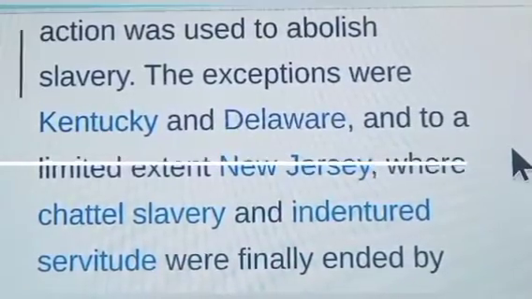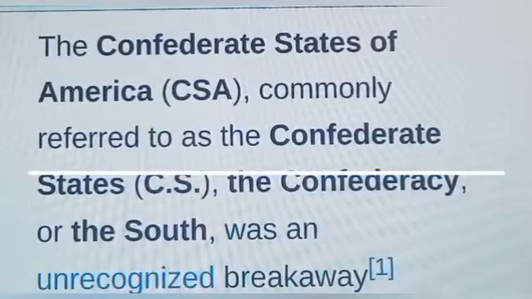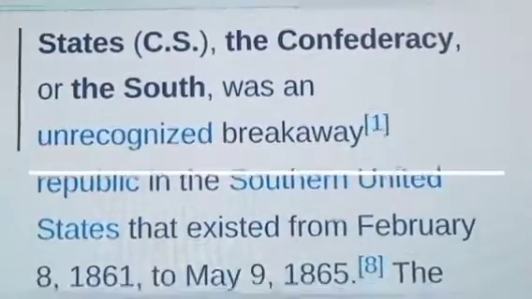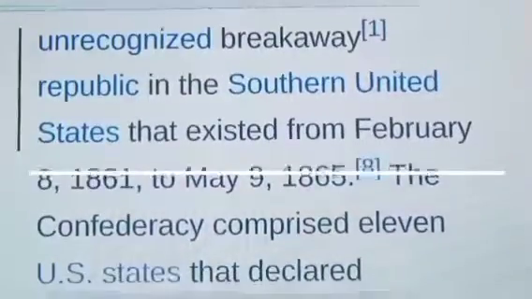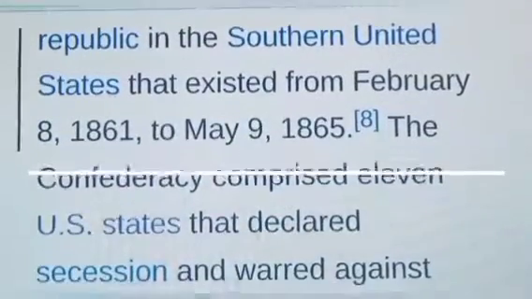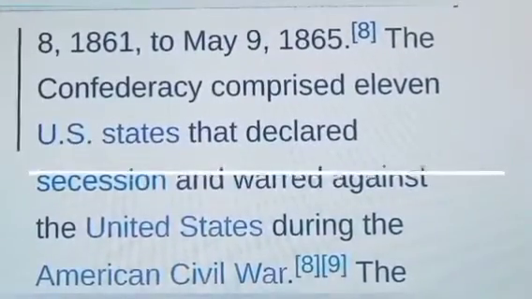New Jersey. The Confederate States of America, CSA, commonly referred to as the Confederate States, the Confederacy, or the South, was an unrecognized breakaway republic in the southern United States that existed from February 8, 1861 to May 9, 1865. The Confederacy comprised 11 U.S. states that declared secession and warred against the United States during the American Civil War.